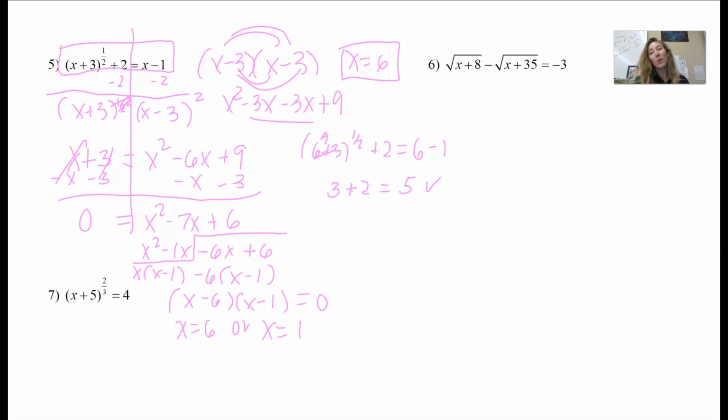Cool. What about 1? So I can pretty easily do 1 plus 3. 1 plus 3 is 4 to the half power plus 2 is equal to 1 minus 1. So this is saying the square root of 4, 2 plus 2 is equal to 0. And unfortunately, that is not true. So that means that x equal to 1 is the extraneous solution. Wonderful. Let's take a look at number 6.